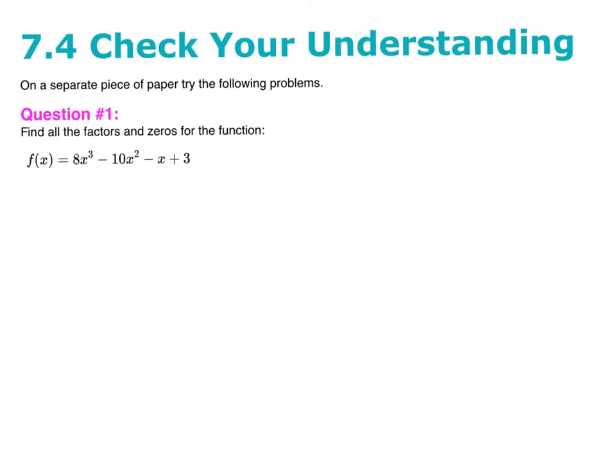Now in this problem, we want to find the factors and the zeros. To find the zeros, that just means the x-intercepts. So that means make f of x, or your y, 0 and solve. So I'm going to make that 0 and solve. First thing I'm going to try to do is factor this.